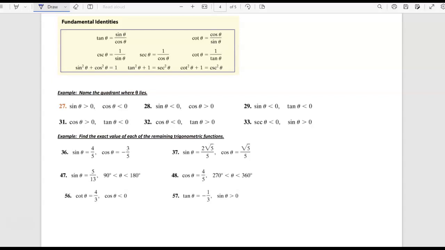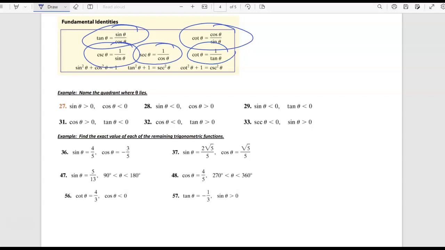So, when we talk about the six trig functions, we've talked about some fundamental identities already. Tangent is the same thing as sine over cosine. Cotangent is the same thing as cosine over sine. Secant is the same thing as 1 over cosine. Cosecant is the same thing as 1 over sine. And cotangent is the same thing as 1 over tangent.